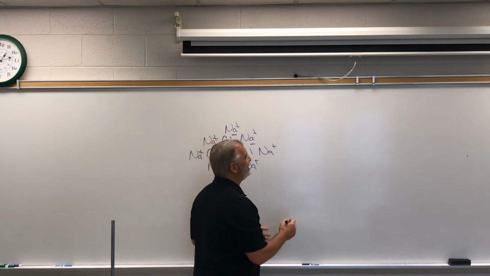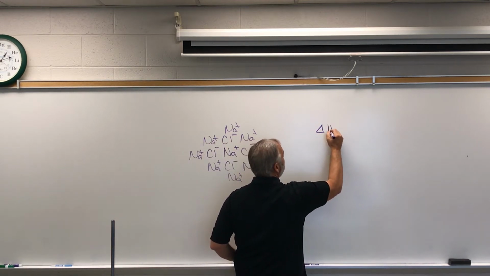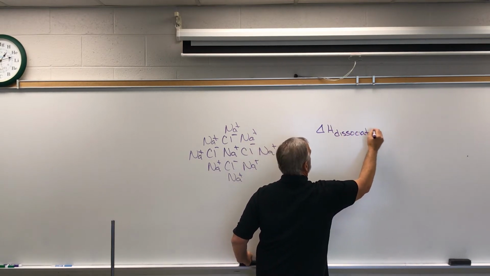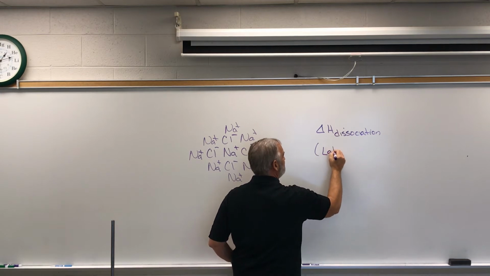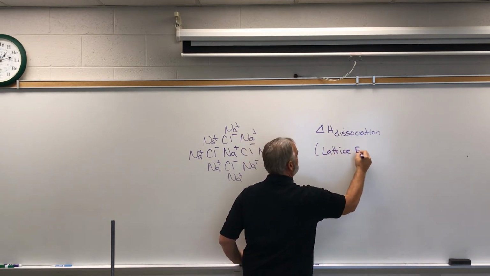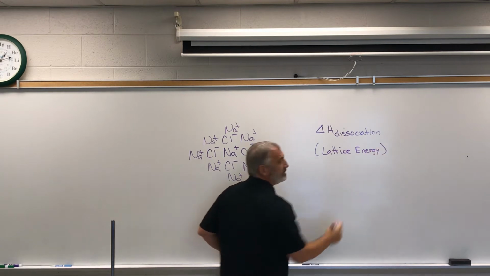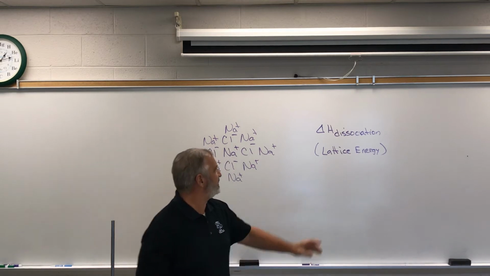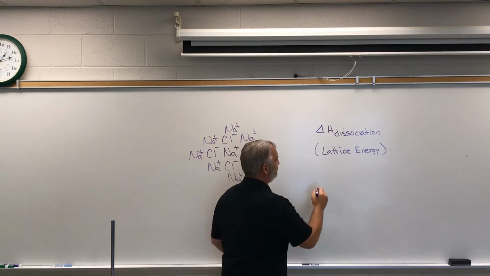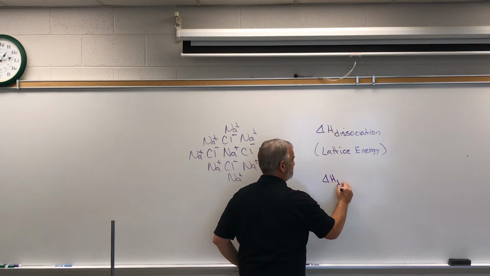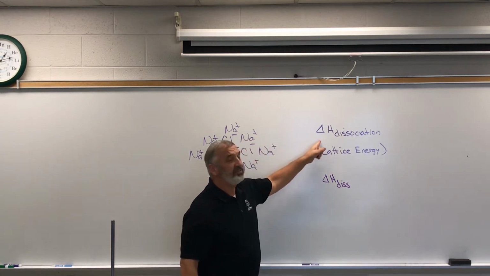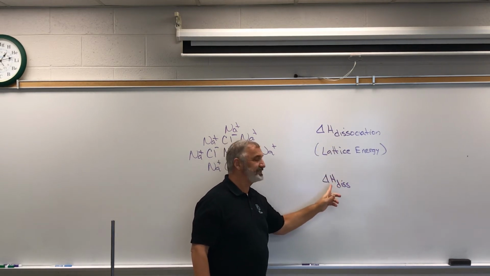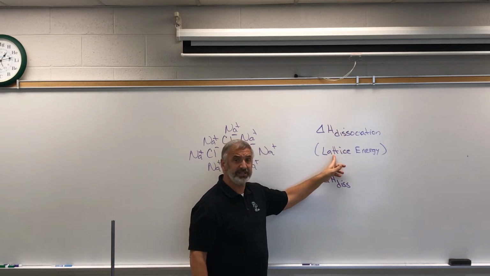Now the lattice energy, I'm going to let it represent the delta H of dissociation. That's really what is going to be our lattice energy, because remember, when ions dissolve, they dissociate from one another. So delta H of dissociation, which I'm going to write as delta H dis, is going to equal the energy that needs to go in to cause the ions to dissociate. That's going to be our lattice energy.